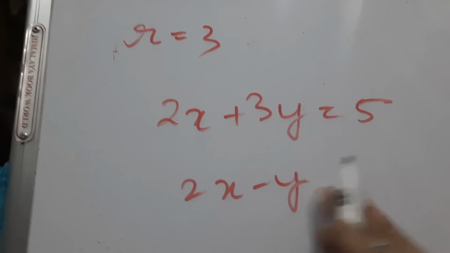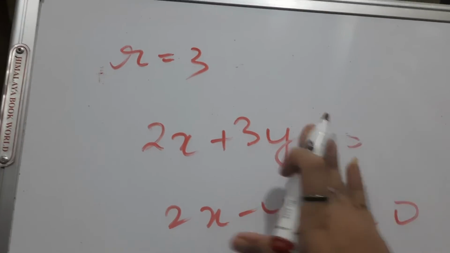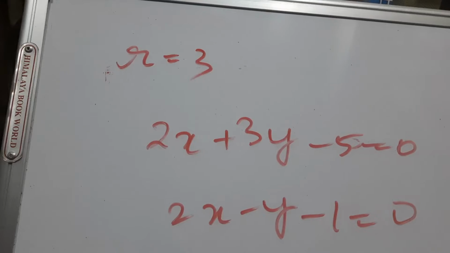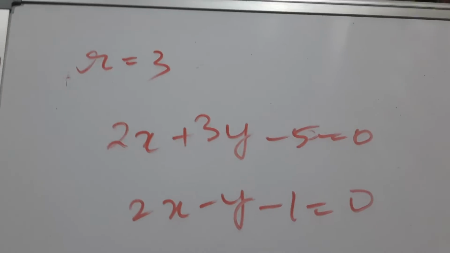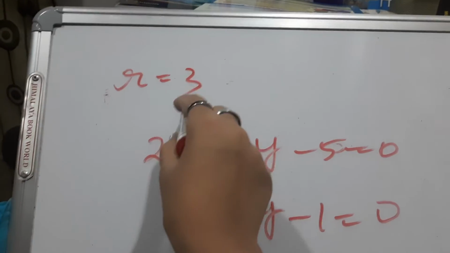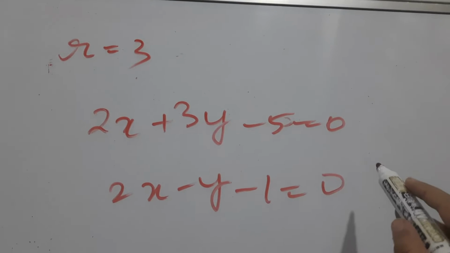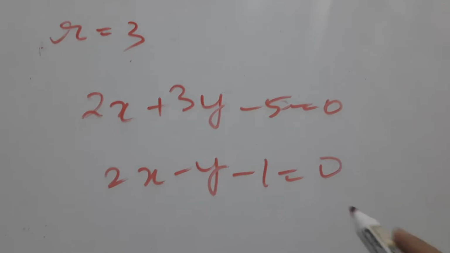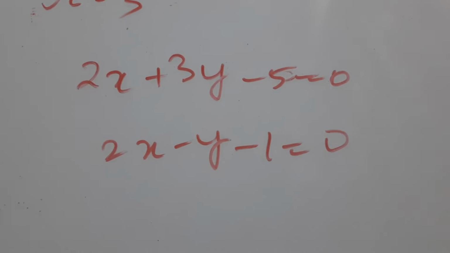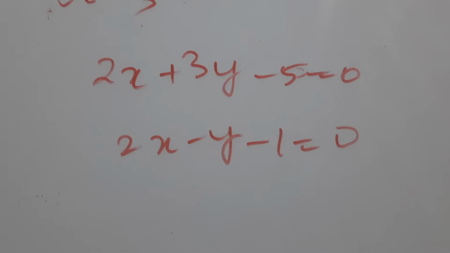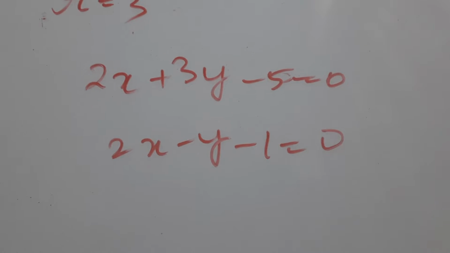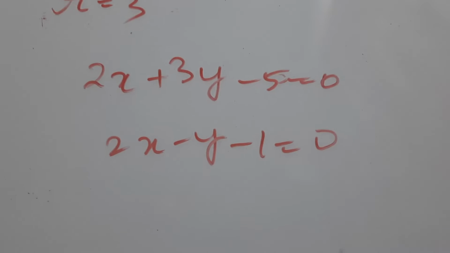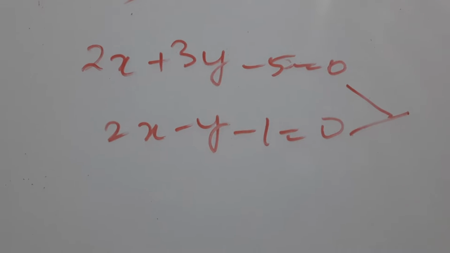We can just move the constants here, so it will become minus 1 equals 0 and this will become minus 5 equals 0. They are saying that the equation of the circle with radius 3 and center at the intersecting point of these two lines is needed. You need to find the equation of the circle. Radius is given, and intersecting points mean we intersect these two lines.